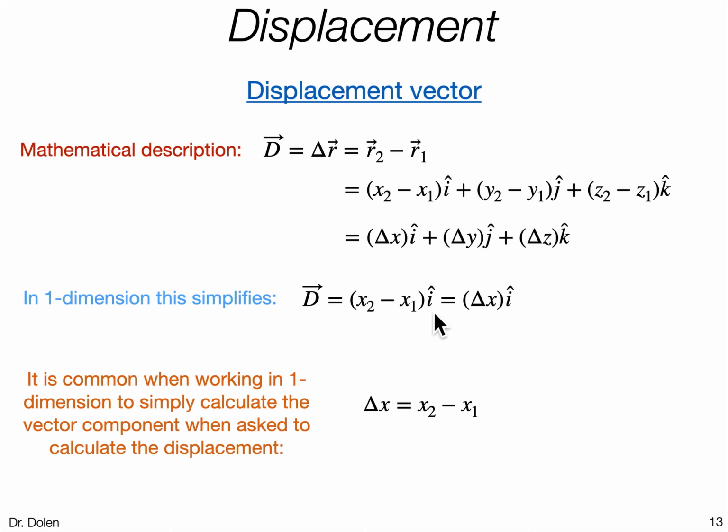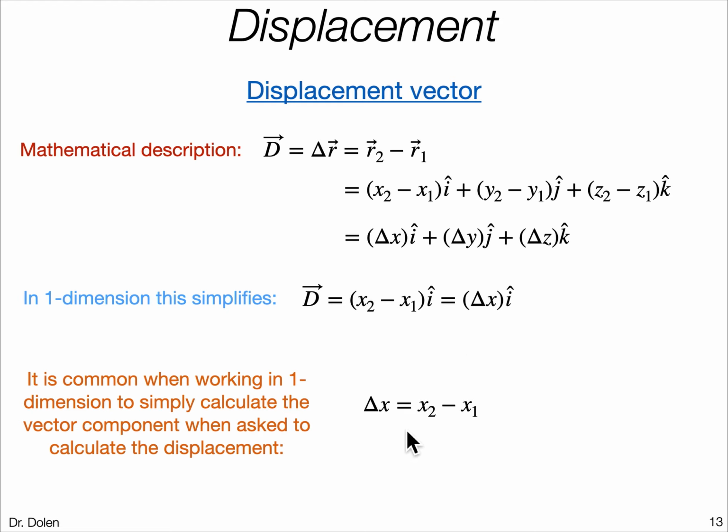And since we're only moving in one dimension, we may not have to be as careful about keeping around the j hat and the k hat, for example, because they're always going to be 0. We may at times just talk about displacement as a component of a vector instead of a vector. Right? So the component of this displacement vector in one dimension is delta x.